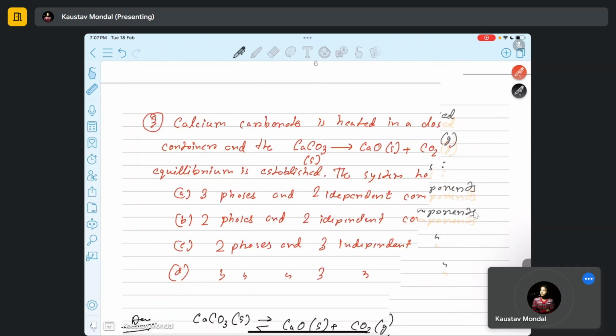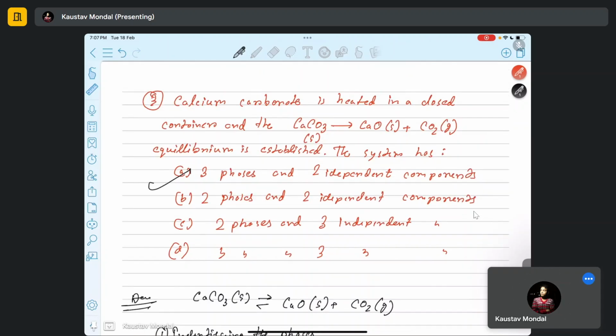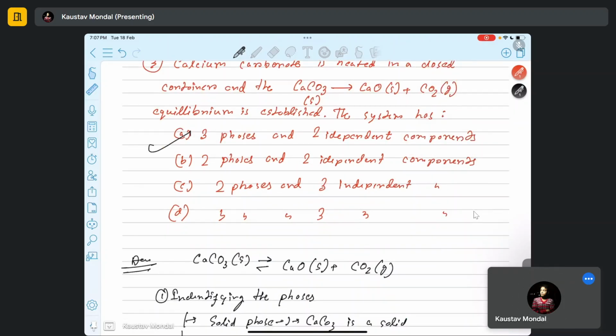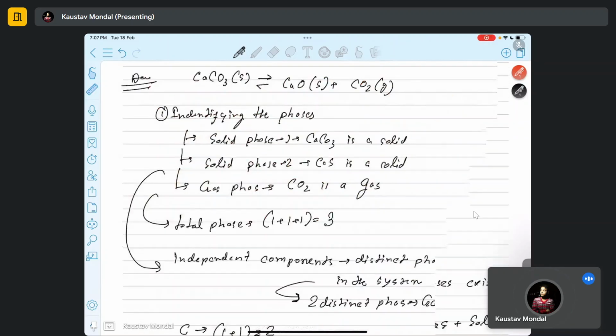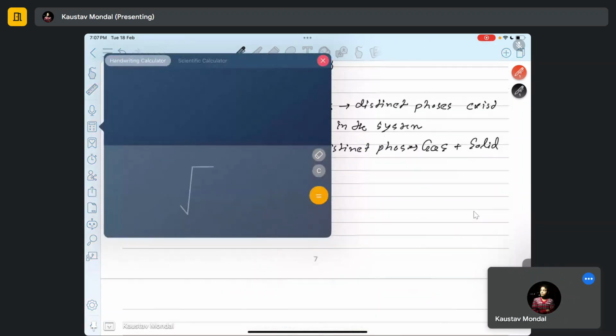So the answer should be 3 phases and 2 independent components. So option A would be the correct answer. Option A is the correct answer, that is 3 phases and 2 independent components. Okay, fine. This is problem 3. This is done.